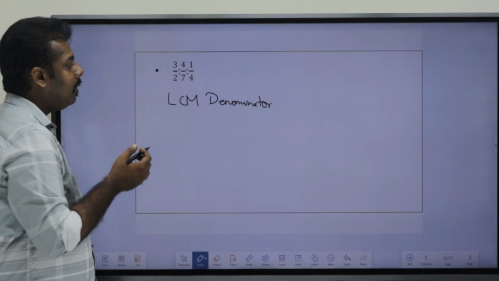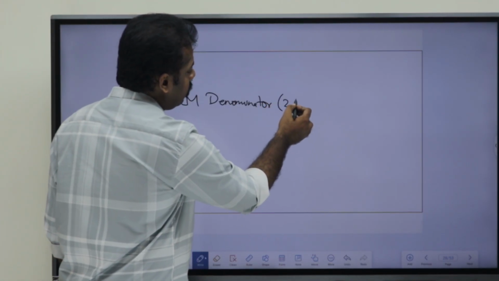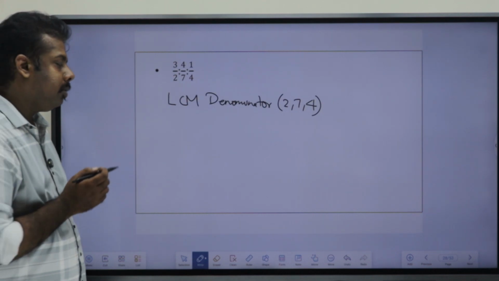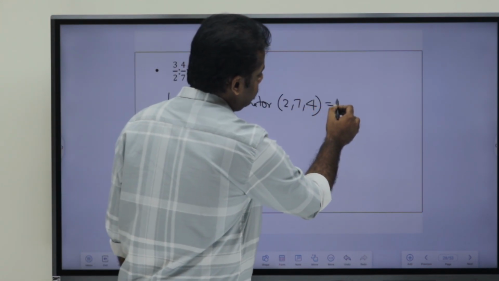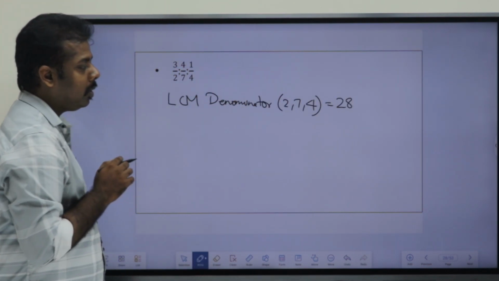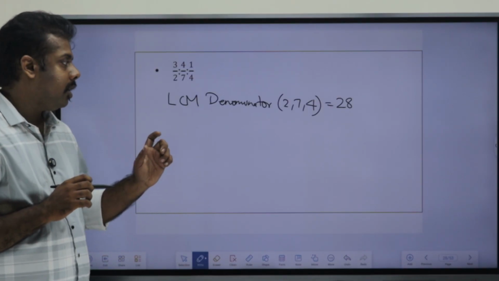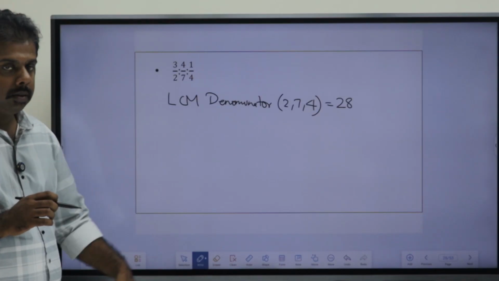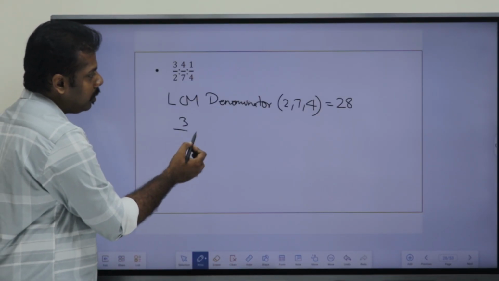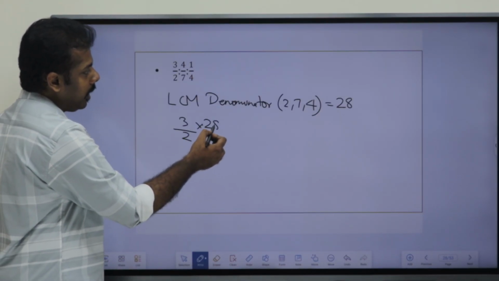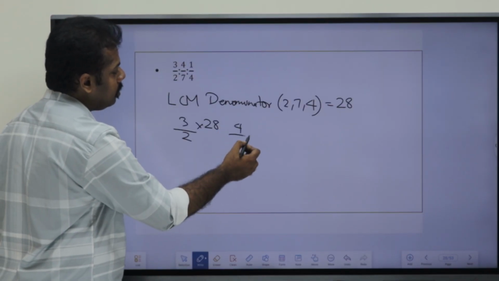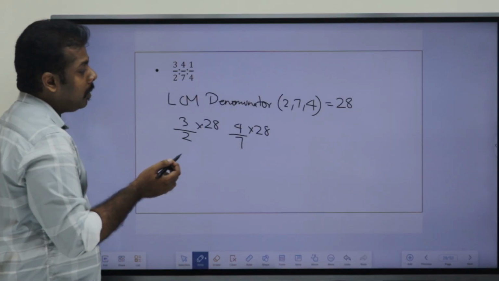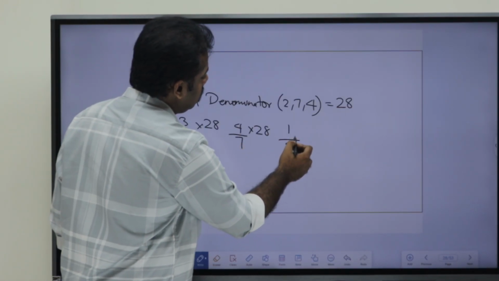Here the denominator values are 2, 7 and 4. So first step, take the LCM. So 2, 7, 4, I hope you know the LCM. The LCM is 28. So we have got the LCM. Now the second step says just multiply the LCM that we have got with the 3 fractions. That basically means 3 by 2 into 28. Second fraction is 4 by 7, so 4 by 7 into 28. Likewise, the third fraction is 1 by 4, so 1 by 4 into 28.